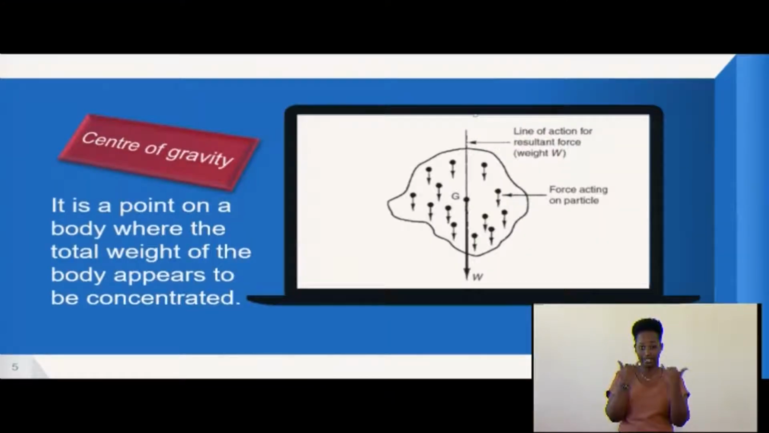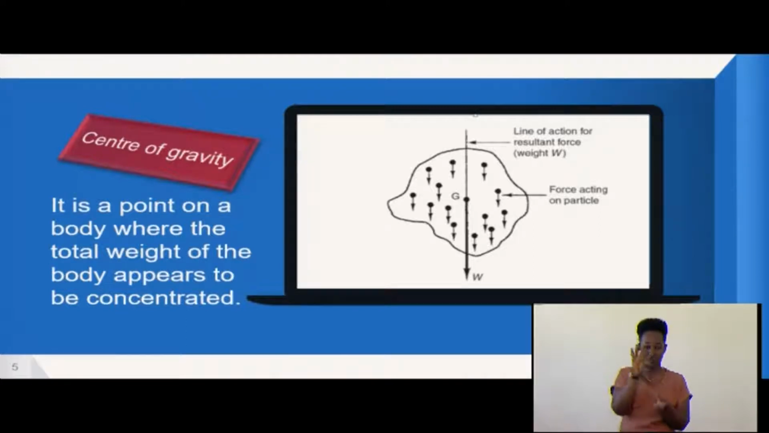Center of gravity is a point on a body where the total weight of the body appears to be concentrated. That's what we call center of gravity. It is a point on a body where the total weight of the body appears to be concentrated.